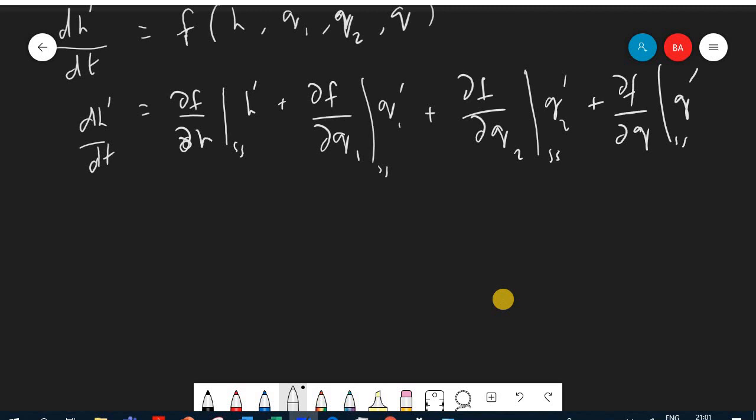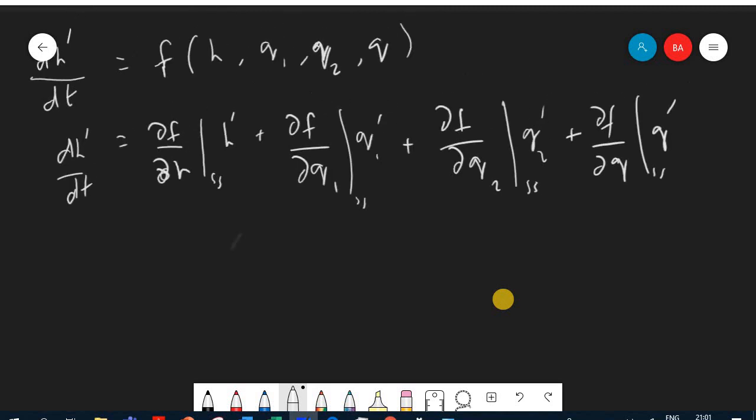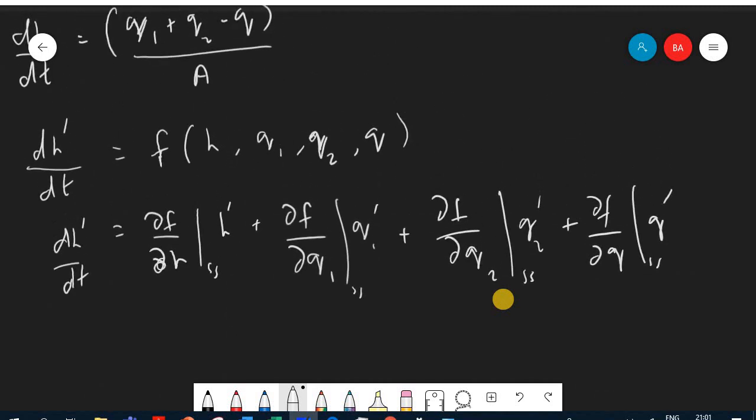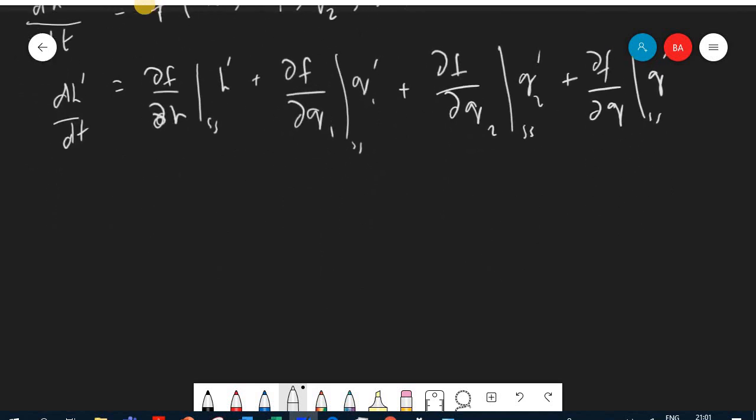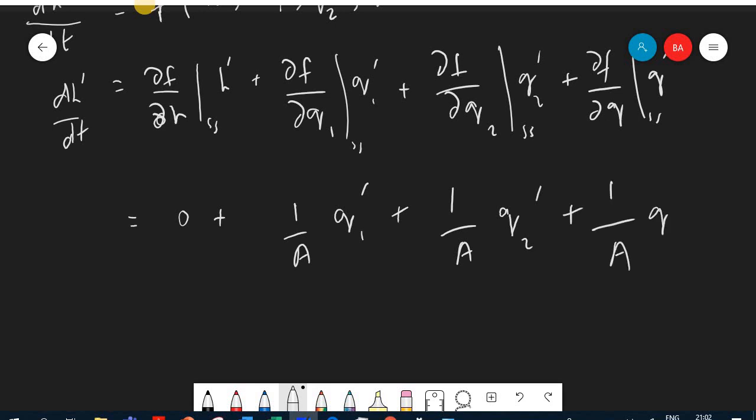If you now take the partial derivatives, all of them will look similar. dF by dH is 0, because there is no H in this expression. Other than that, dF by dQ1 will be 1 over area for all of them. So this is 0 plus 1 over area times Q1 prime, plus 1 over area times Q2 prime, plus 1 over area times Q prime, and this is equal to dH prime by dt.